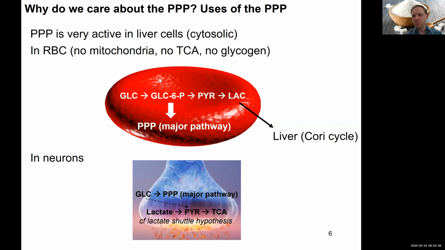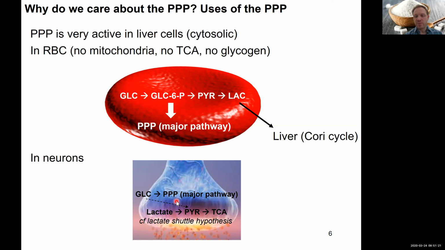Another example here that should be of interest to our NPB majors: also in neurons, the PPP is one of the major pathways coming from glucose. Right? And in neurons, what has been seen is that only a little bit of glucose will actually be used for the production of pyruvate through the glycolytic pathway and through the TCA cycle.